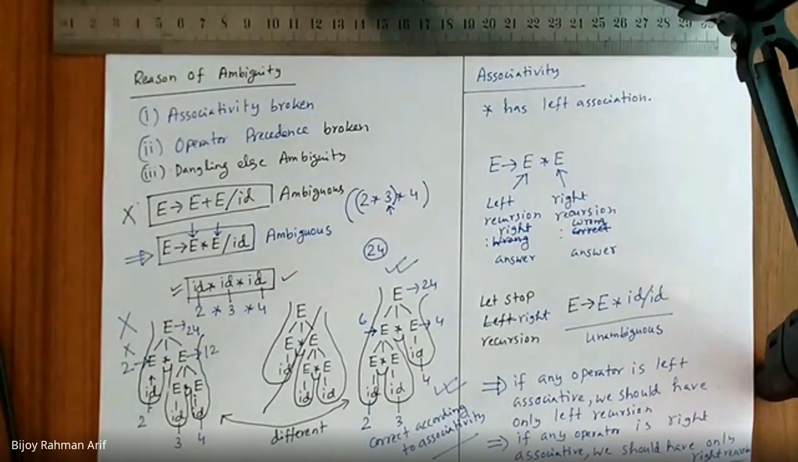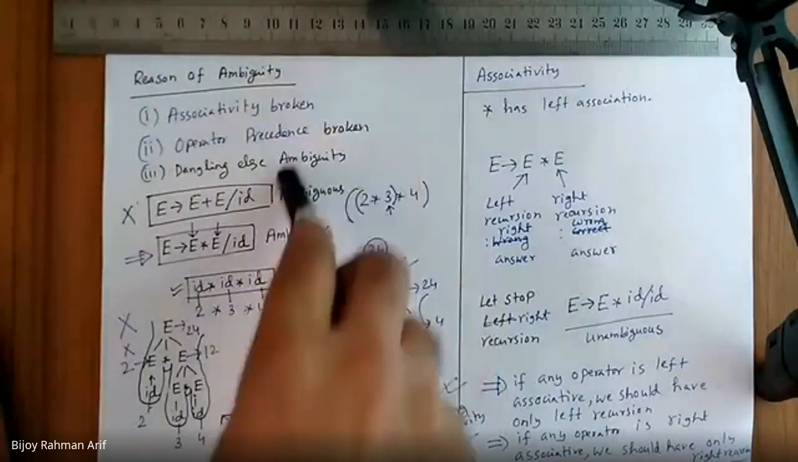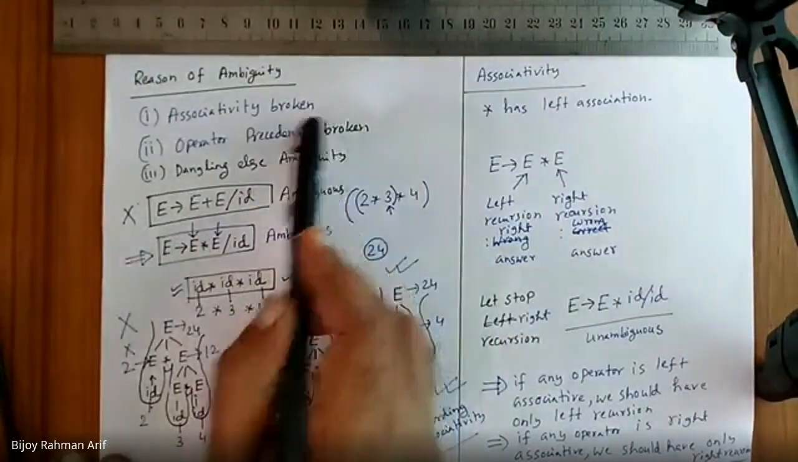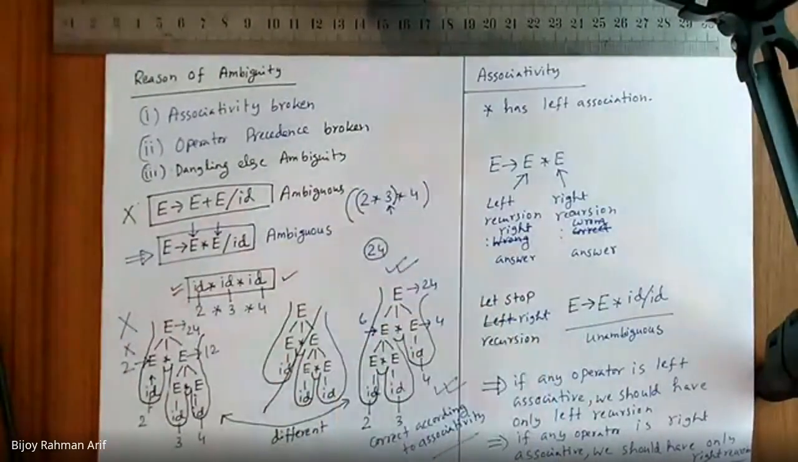So that's why human excellence is there. Humans are more powerful, more intelligent, more magnificent, the best creature of God. Machines can never compete with humans. Is it clear to you guys? So these are the reasons of ambiguity: associativity is broken, operator precedence is broken, and there is a special one, dangling else ambiguity. Is there anything else?